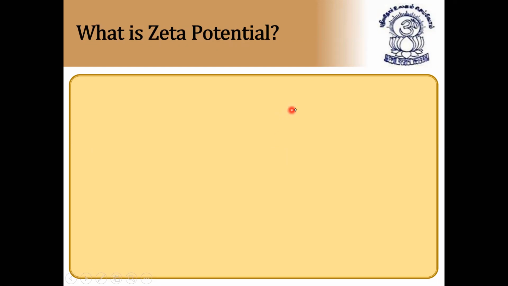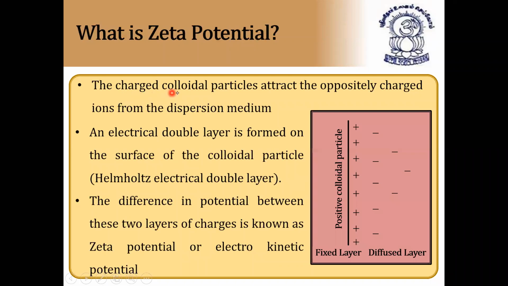Now, what is zeta potential? The charged colloidal particles attract the oppositely charged ions from the dispersion medium. As the colloidal particles are charged, as we just discussed, either they have positive charge or negative charge, they attract the oppositely charged ions from the dispersion medium. An electric double layer is formed on the surface of the colloidal particle. This is a positive colloidal particle, and the fixed layer.